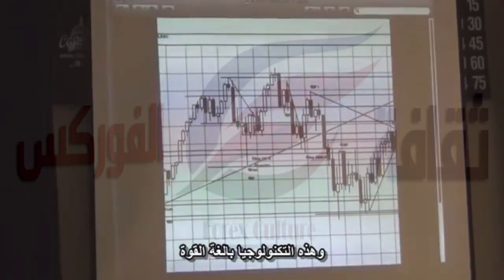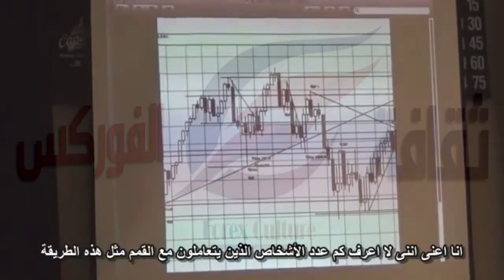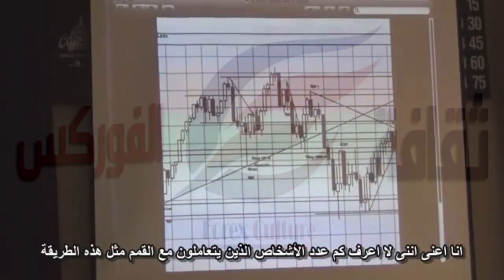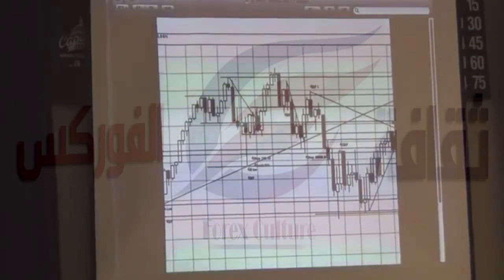This is an extremely powerful technology. I don't know how people deal with a top that don't have tools like this. And you can see it right now.